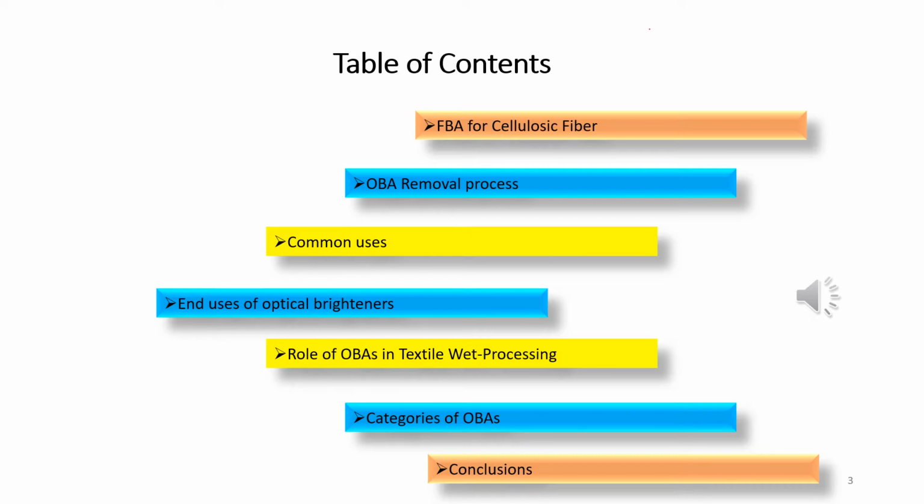So in this lecture, you will learn about the fluorescent brightening agents for cellulosic fibers. What is the effect of fluorescent brightening agents on cellulosic fibers? How can we remove the optical brightening agents? And which processes are involved for the removal of optical brightening agents?